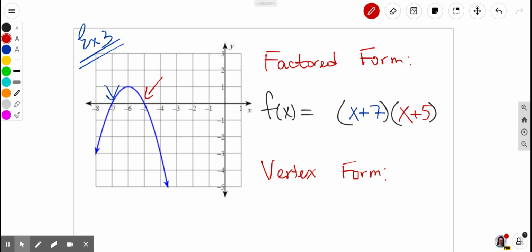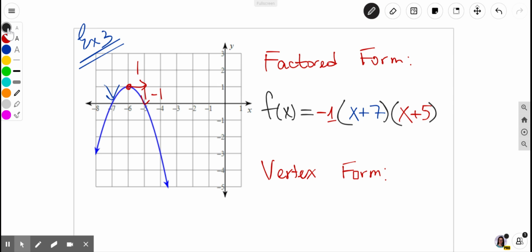Now, the other thing we have to do is figure out this a value. Well, let's take a look. When we were at our vertex, when we went 1 to the right, we actually ended up going 1 down. And if that happens, that just means my a value is negative 1. So that just means that I need a negative 1 in the front.